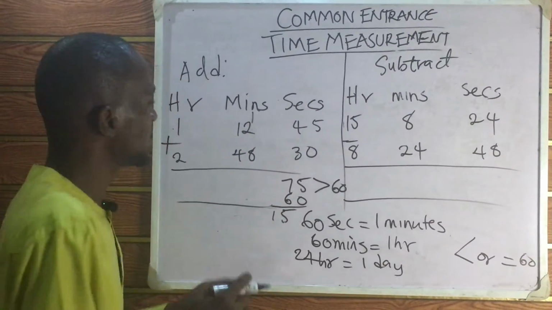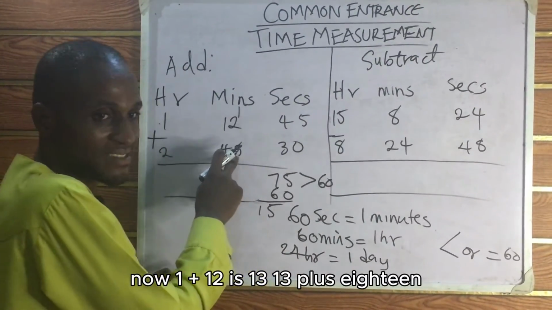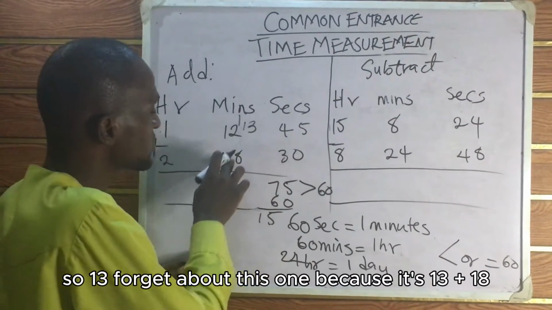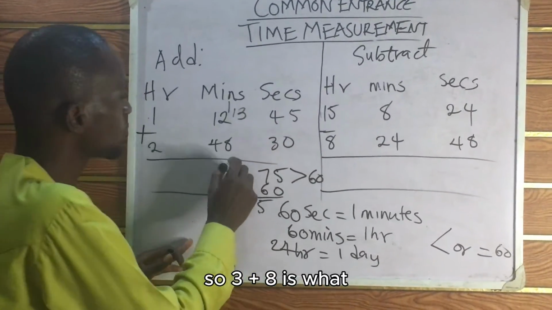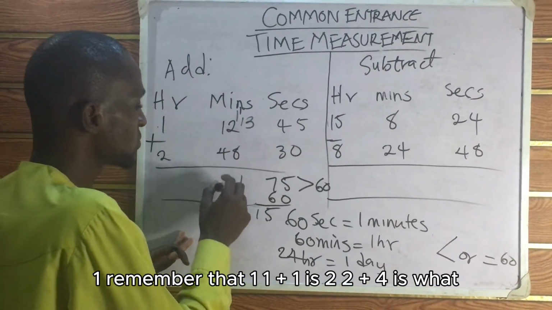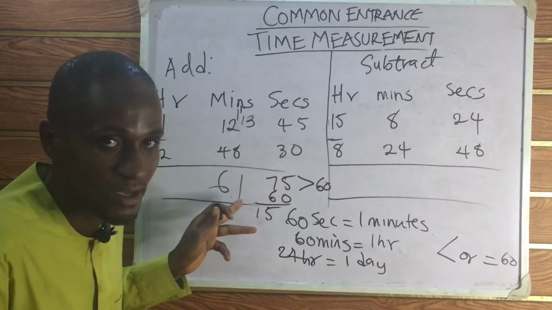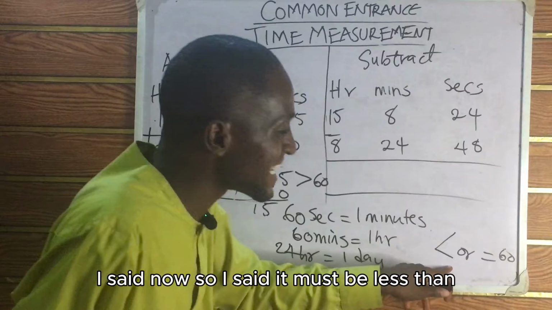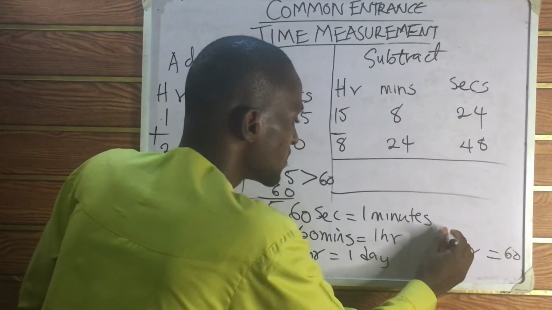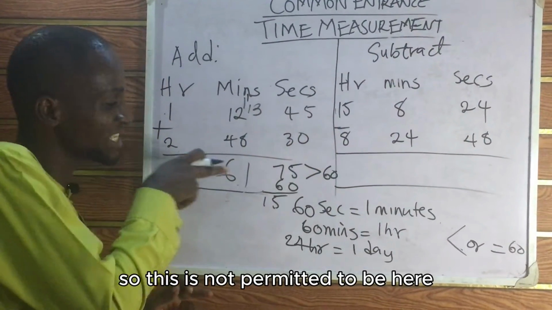Now, 1 plus 12 is 13. 13 plus 18. So, forget about this one because it's 13 plus 18. So, 3 plus 8 is what? 11. Remember that 1? 1 plus 1 is 2. 2 plus 4 is what? 61. So, this 61 is not permitted to be here. As I said, it must be less than or equal to 60. Please don't write more than 60 here. So this is not permitted to be here.